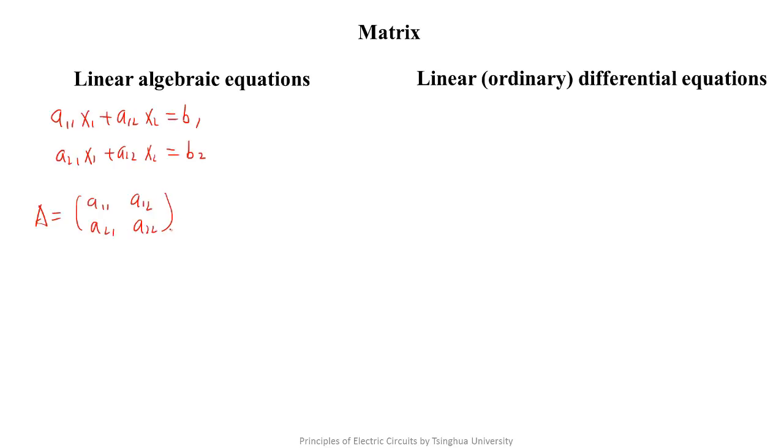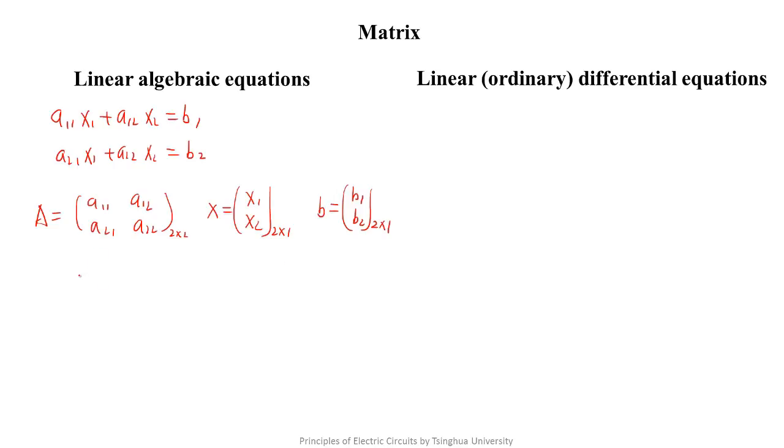This is a 2 by 2 matrix. It has 2 rows and 2 columns. So it's a 2 by 2 matrix. We define another matrix, X equals x1 and x2. This is a 2 by 1 matrix. It has 2 rows and 1 column. Such a matrix with 2 rows and 1 column can also be called a vector. The third matrix is B equals B1 and B2. It's a matrix with 2 rows and 1 column, or a vector.